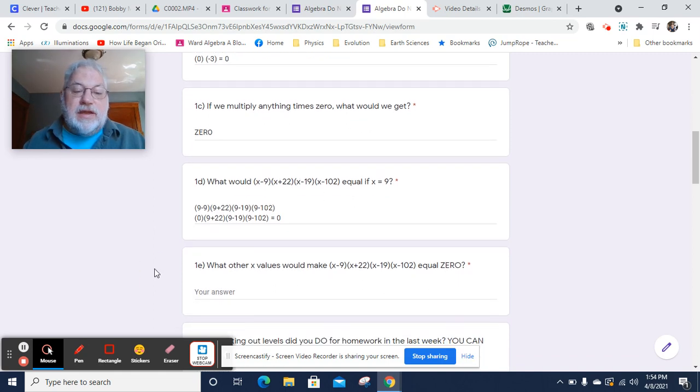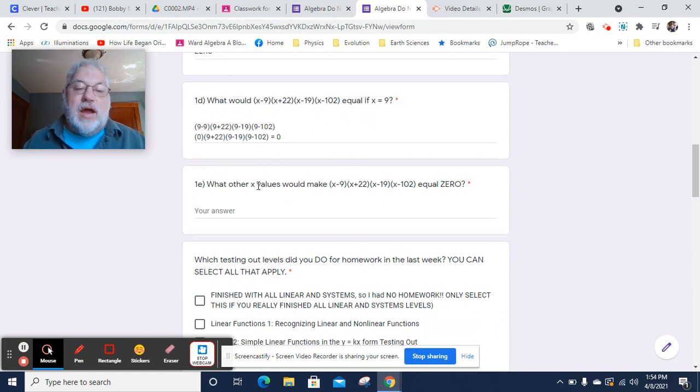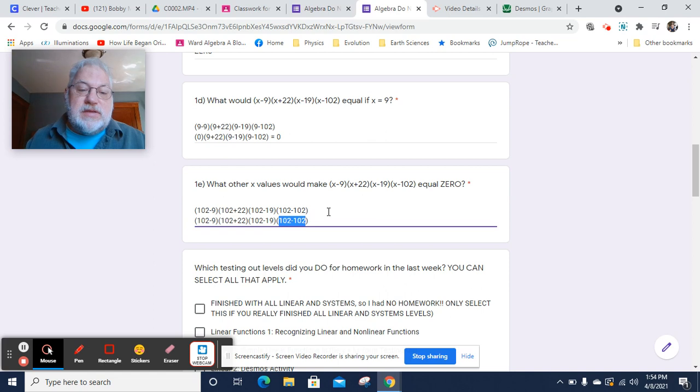I'll come back on that in just a second because the next question asks us what other x values would make this equal to 0. Well, I put this in here, and instead of 9, let's say I put 102 here, and each one of these got the 102 treatment. X gets to be 102 the whole way through. If X is 102, doesn't matter what these are. These are all some number, but who cares about them because this here is 0. So I copy that over and I get this times 0, and anything times 0 is 0.